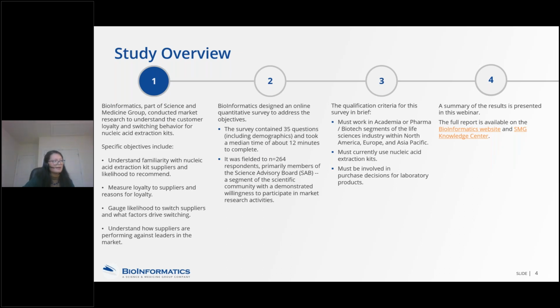In order to qualify for this study, respondents had to indicate that they worked in academia or pharma biotech segments within the life sciences industry within North America, Europe, and Asia Pacific. They must currently use nucleic acid extraction kits and also be involved in purchase decisions for these products. A summary of the select highlights of these results is presented in today's webinar, and the full report is available on our website as well as the Science and Medicine Group Knowledge Center.